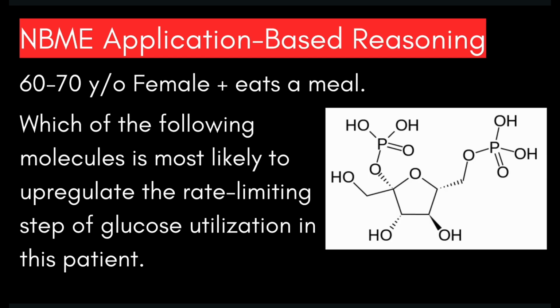So next NBME application-based reasoning question. We have a 60 to 70-year-old female that eats a meal. Which of the following molecules is most likely to upregulate the rate-limiting step of glucose utilization in this patient? Give you guys a few seconds to think through this.